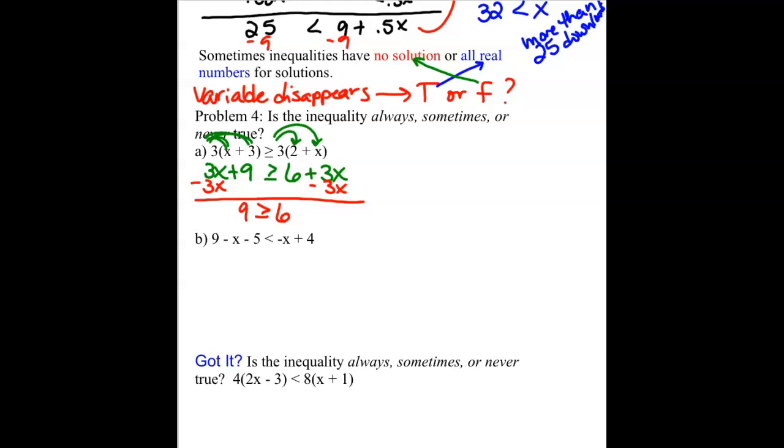Is 9 greater than or equal to 6? If we think of a number line, here's 6, 7, 8, 9. 9 is greater than our 6. So that is a true statement, which means it is always going to work. There's an infinite number of solutions.